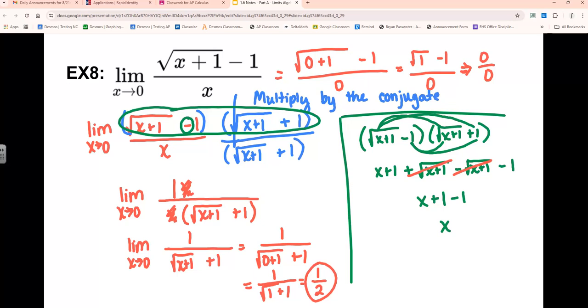We okay here? It's a little lengthy. It's a little complicated as far as dealing with all those square roots. But if you're just systematic about it and following those steps, being careful with your multiplying, it should work out for you. Let's try another one.